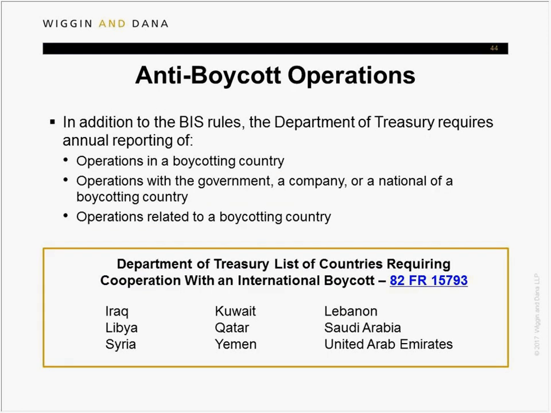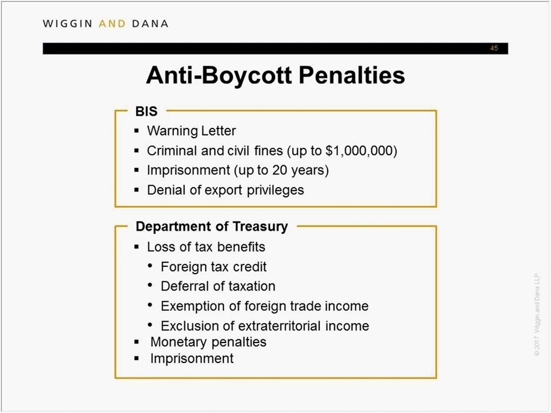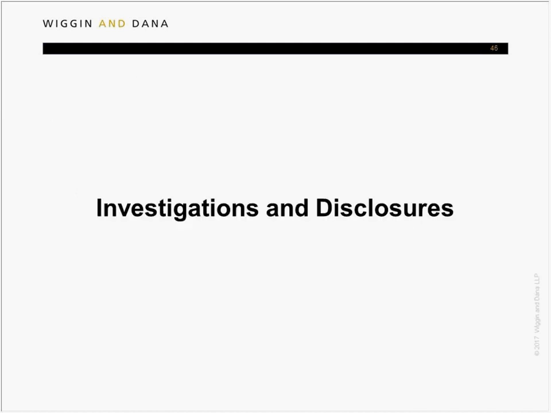I'm not going to talk about this in detail today because my mission is to talk about BIS, and this is really a Department of Treasury issue. But while you're thinking about boycott issues, you should know that the Department of Treasury also requires reporting of operations in certain countries. The countries are listed here. They are countries that maintain a boycott against Israel. And there can be some pretty severe consequences for not complying with these boycott regulations.